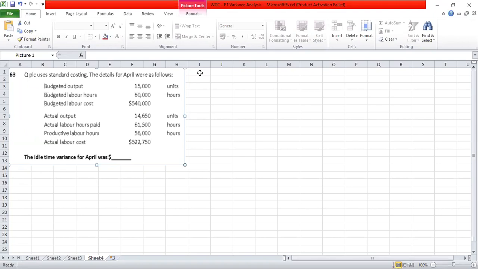QPLC uses standard costing. The details for April were as follows. Budgeted output is 15,000 units. Budgeted labor hours are 60,000 hours. Cost is 540,000. Actual output is 14,650. Actual labor hours paid is 61,500. Productive labor hours is 56,000. Actual labor cost is 522,750. So let's start.